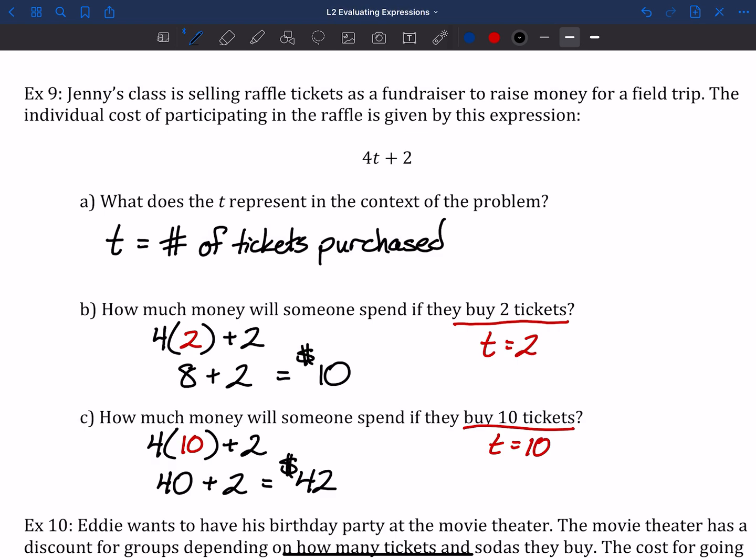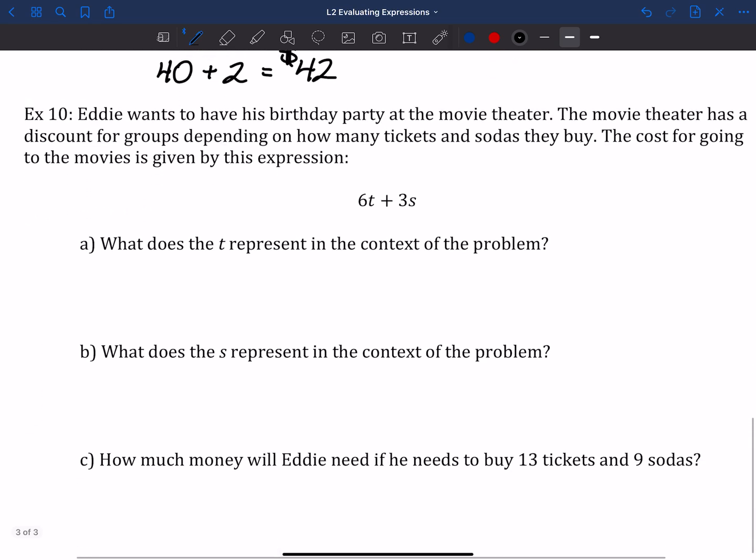Right? That's really all we've got going on there. So $10 to buy 2 tickets, $42 to buy 10 tickets. You could buy any number of tickets and figure out how much it should cost you. Let's try another one real quick.